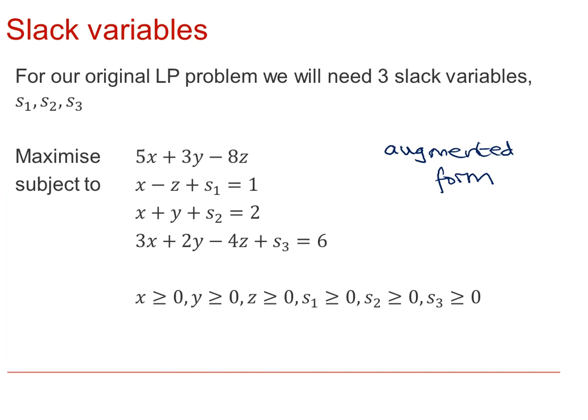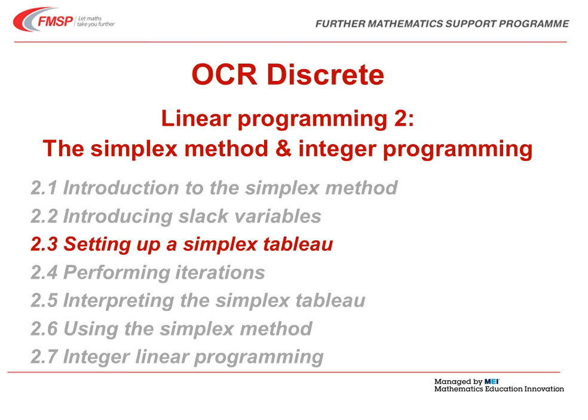The slack variables s1, s2, s3 give the method a variable on which to place a value, which must be greater than or equal to 0, and may well be 0 by the end of the method, but also just indicates how much slack there is in the system, because not all the constraints will necessarily be at full capacity. In the next video, we will see how to set up a simplex tableau based on this augmented form of a linear programming problem.